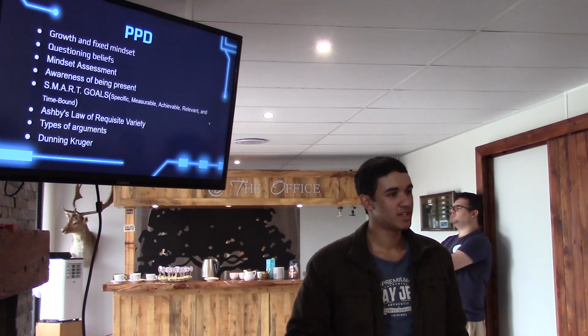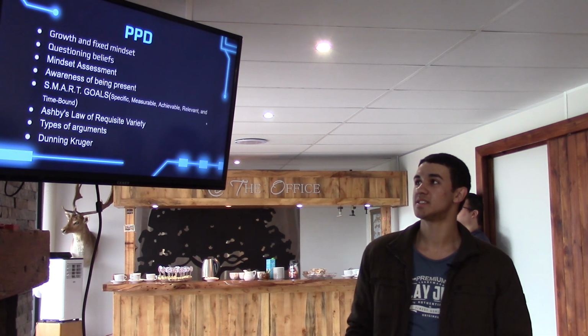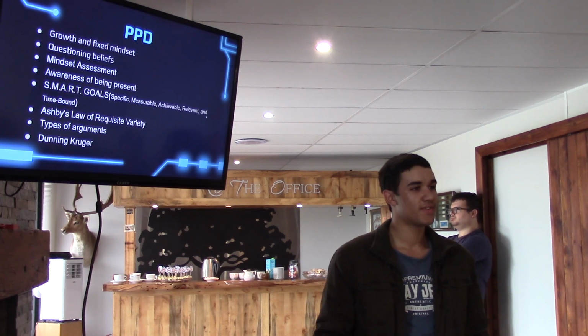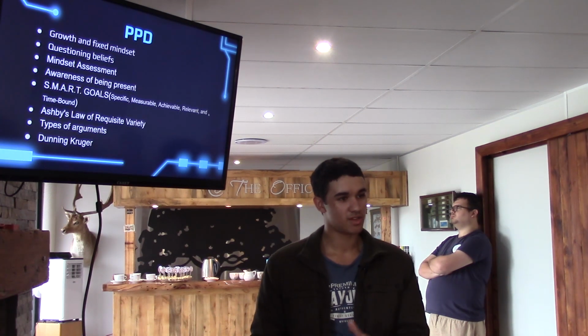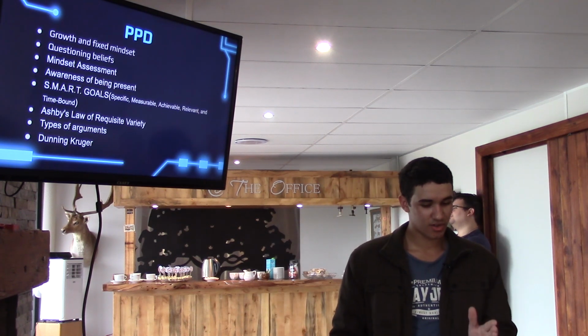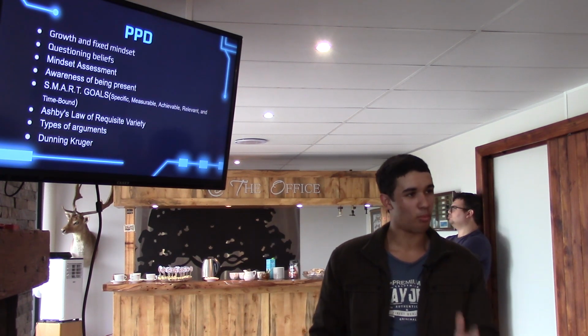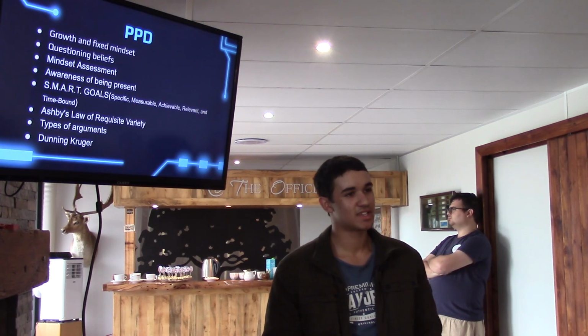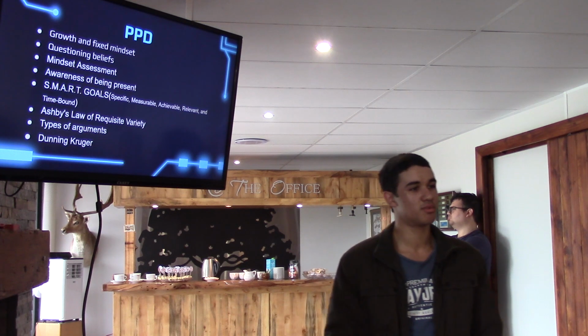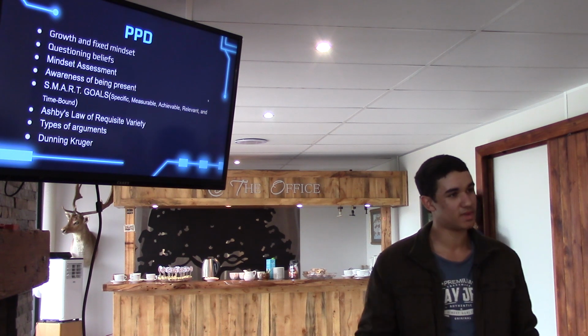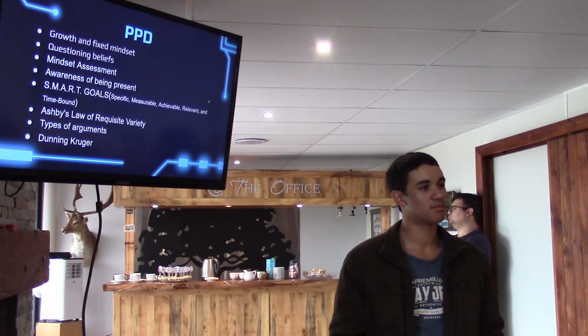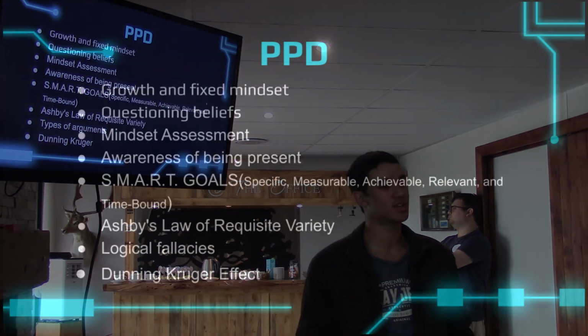So PPD, the PPD that we did this year, we learned about growth and fixed mindset. Just a short explanation of what growth and fixed mindset is. Let's take, for example, two humans. One thinks that to become an engineer, you have to be born to become an engineer. And the other one thinks that learning and studying is the way you become an engineer. The person who thinks you are born an engineer has a fixed mindset. And the person who thinks that by studying and learning you can become an engineer has a growth mindset.